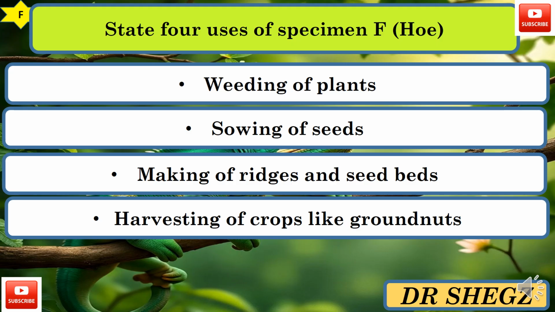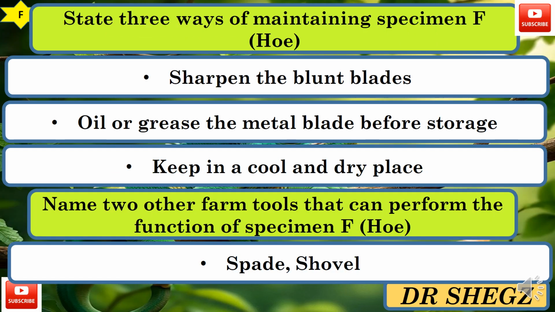State 4 uses of specimen F. Of course, this one is simple for most candidates: weeding of plants, sowing of seeds, making of ridges and seed beds, then harvesting of crops like groundnuts. So all of these are the uses of the hoe, whether it's West Indian hoe, West African hoe, regardless, they all perform these functions.